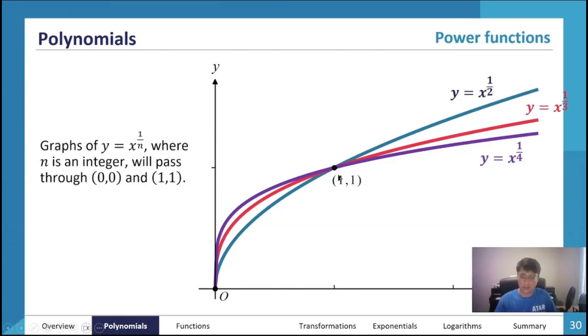Note that all of these graphs will pass through the point 1 and 1. So no matter what n is, whether it's odd or even, as long as it's an integer, it's going to pass through the point 1 and 1, as well as the origin.